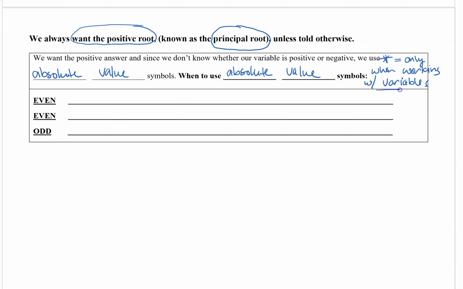It's only when we're working with variables that we would actually need absolute value symbols to ensure that we're taking the positive root. Also, it only is required when we have a situation that we call even, odd. This is if you have an even index on your radical, an even power inside your radical, and an odd power as a result after it's been brought outside the radical. This is the trifecta, even, odd.